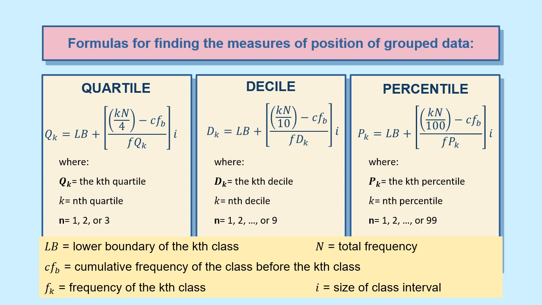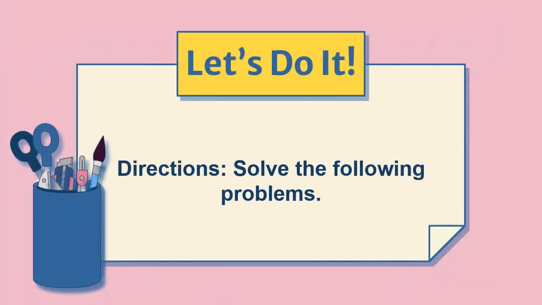To solve the measures of position of group data using the given formulas, we need to have the values of the indicated variables first, as well as the class interval of the kth position where the score is contained. Let's do it now. Solve the following problems.